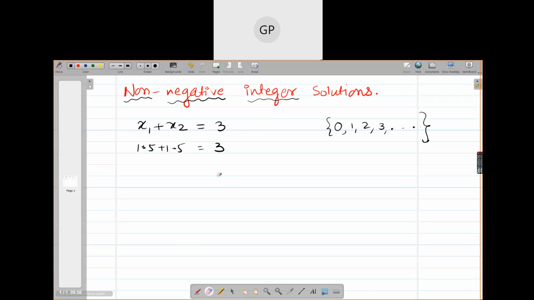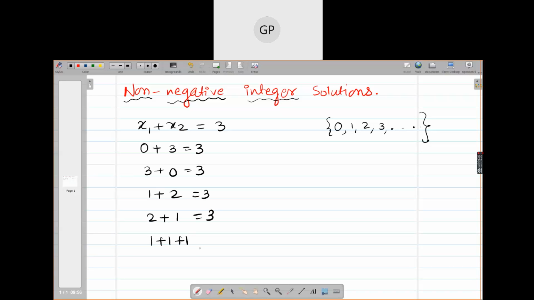So how many non-negative integer solutions are there for this equation that we want to find out? I have x1 plus x2, only two variables, and their addition is 3. So can you tell me one solution from this set? If I put x1 is 0, what is x2's value? 3. So 0 plus 3 is 3. I can have 3 plus 0 equal to 3. I can have 1 plus 2, 2 plus 1, right? Are you getting it?